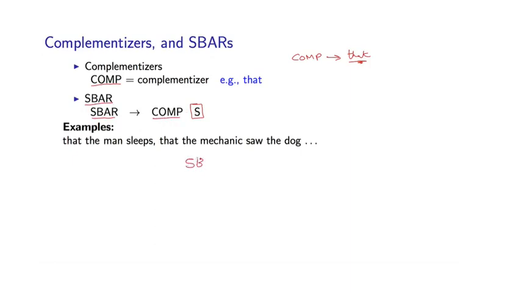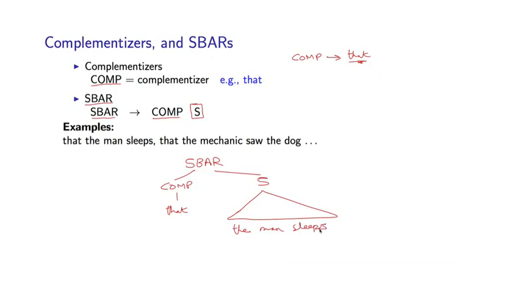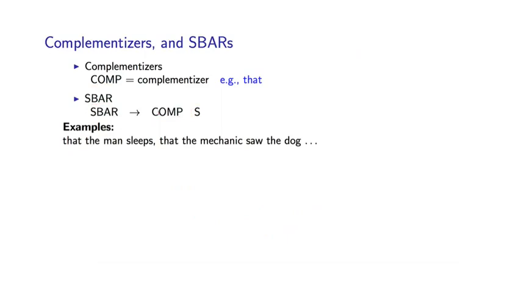And so, for example, we could have an S bar with the following structure. So that, and then we have an S, and again, I'll hide the details of the parse tree under here, but this S could, for example, be the man sleeps. Okay, so very important structure in English. You frequently see, as we'll see, subordinate clauses in sentences formed by a word like that, followed by some sentence. So let's extend the grammar and see where these exactly fit in.